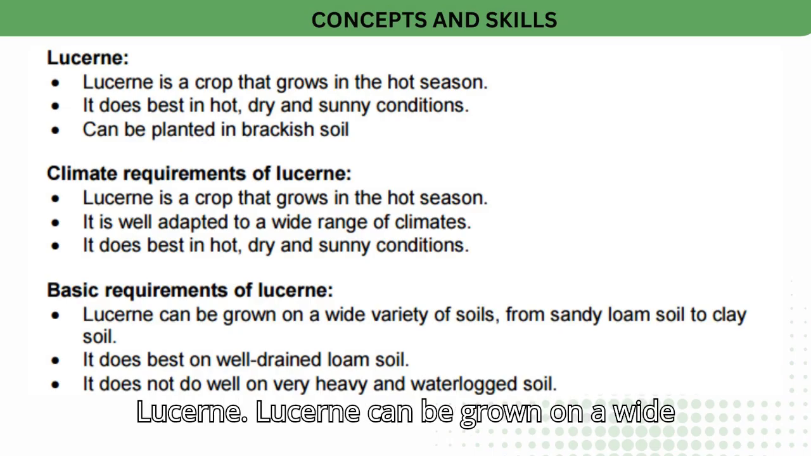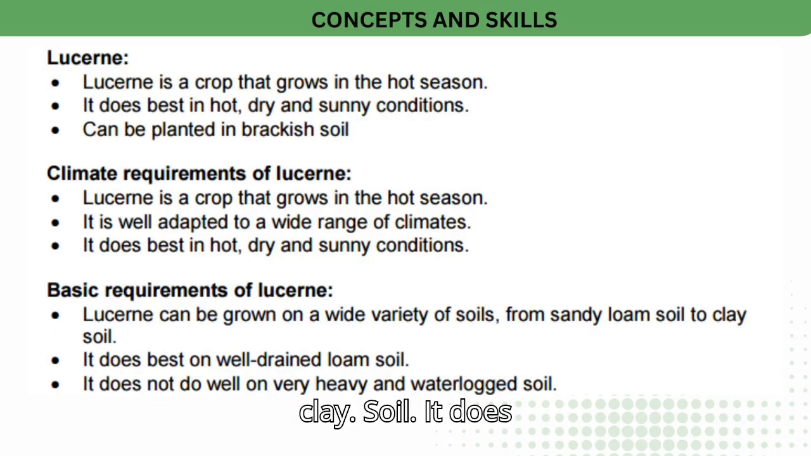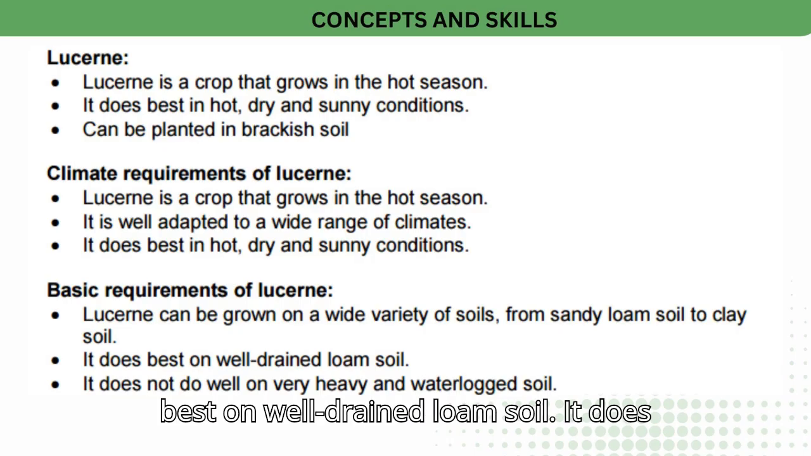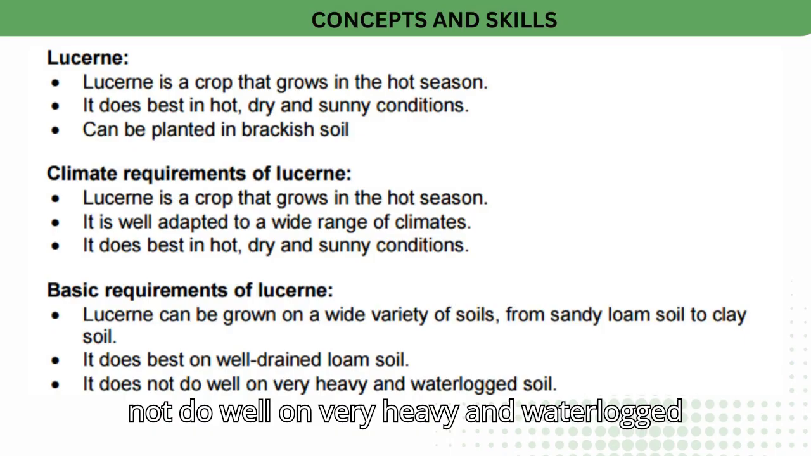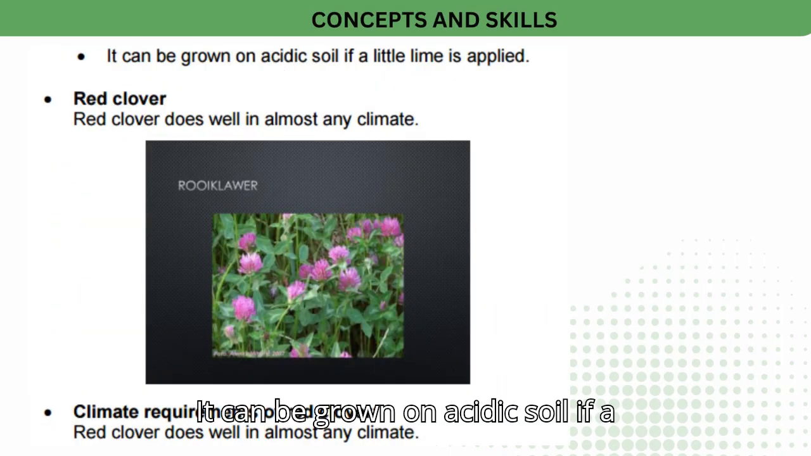Basic requirements of lucerne. Lucerne can be grown on a wide variety of soils, from sandy loam soil to clay soil. It does best on well-drained loam soil. It does not do well on very heavy and waterlogged soil. It can be grown on acidic soil if a little lime is applied.